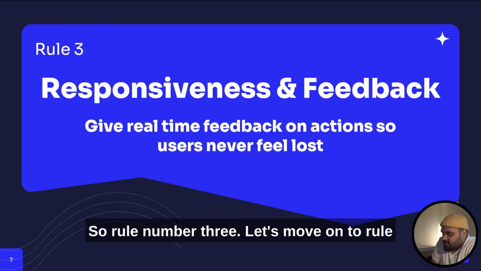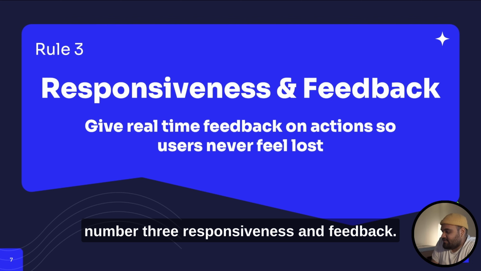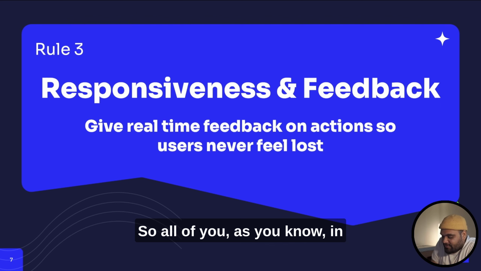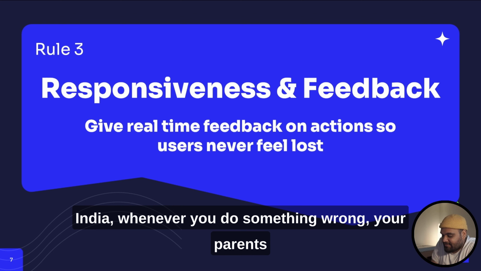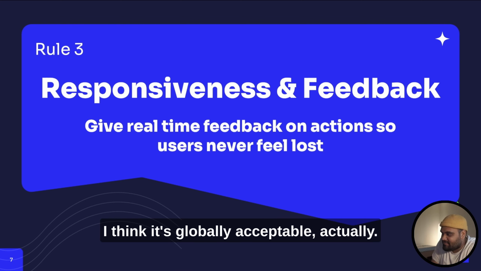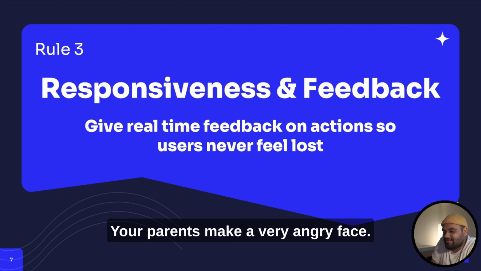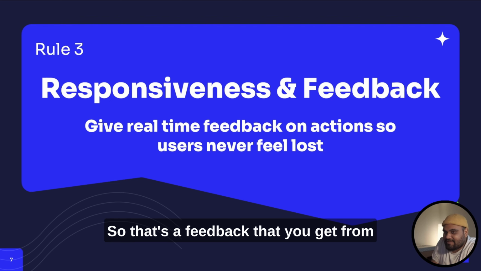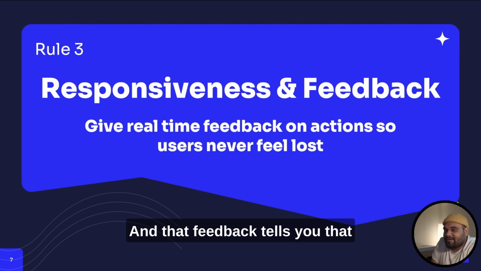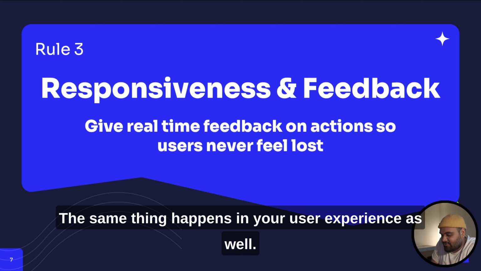Okay, so rule number 3, let's move on to rule number 3, responsiveness and feedback. Now, I'll give you a very simple example. As you know, in India, whenever you do something wrong, your parents make a very angry face. I think it's globally acceptable, actually, not just in India. So that's feedback that you get from your parents when you do something stupid, and that feedback tells you that you have done something stupid. The same thing happens in your user experience as well.